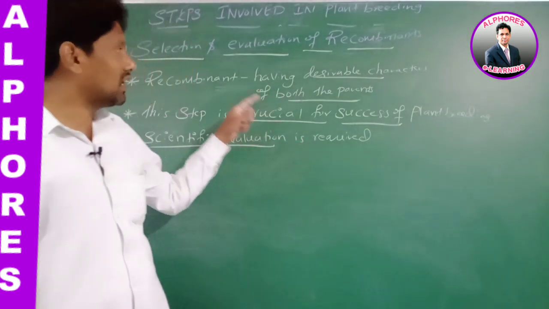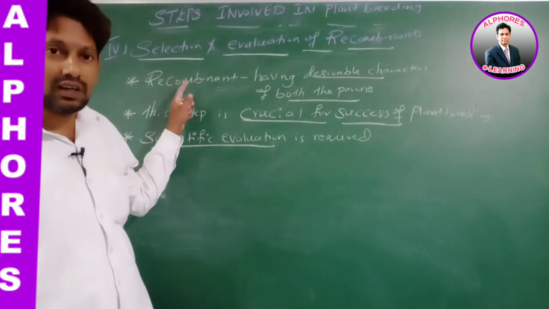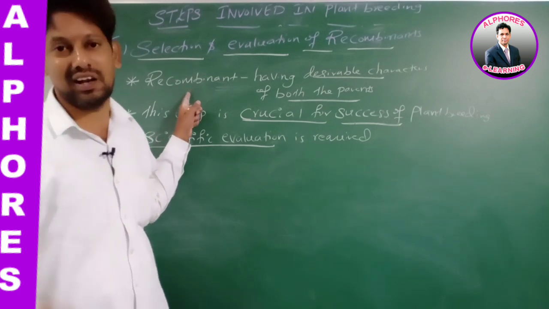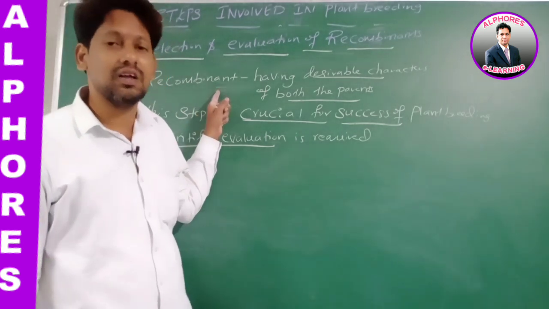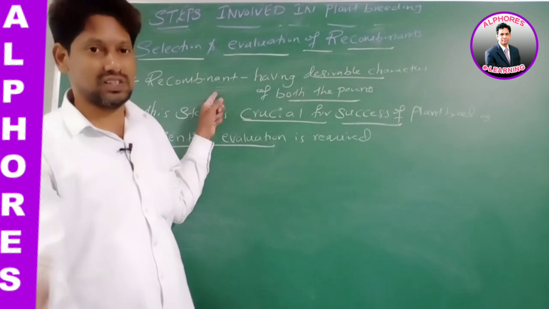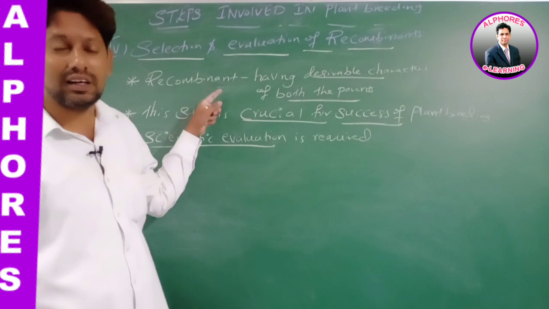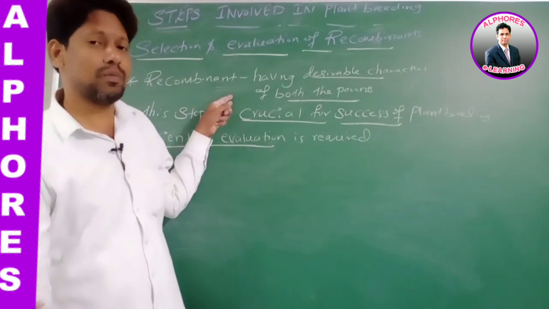Sir, once a recombinant is identified, what do we have to do, sir? Once a recombinant is identified, it is self-pollinated for many generations. Recombinant is self-pollinated for many generations until it reaches homozygosity, so that characters cannot separate in the progeny.